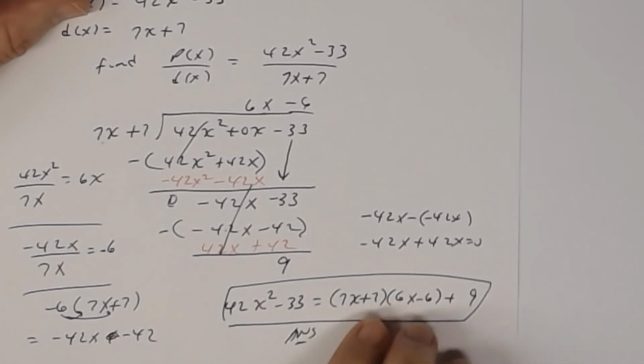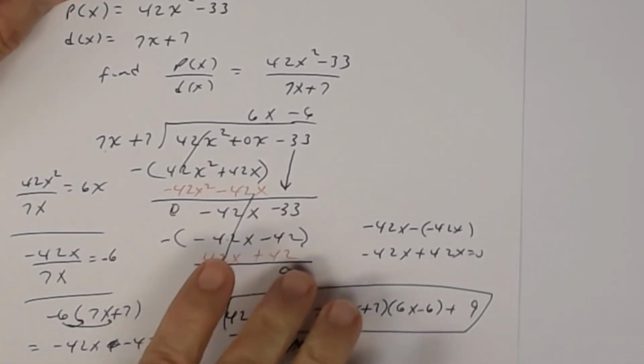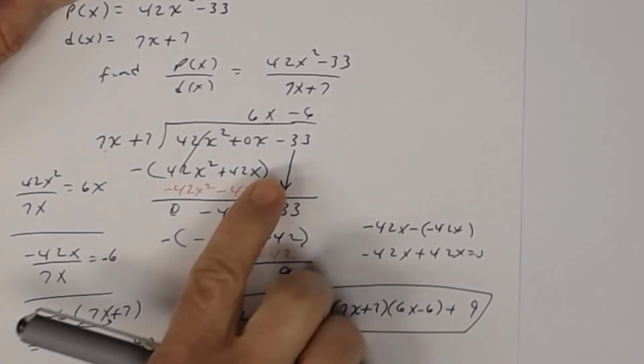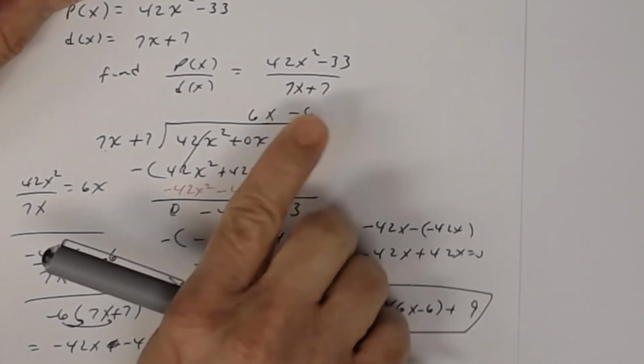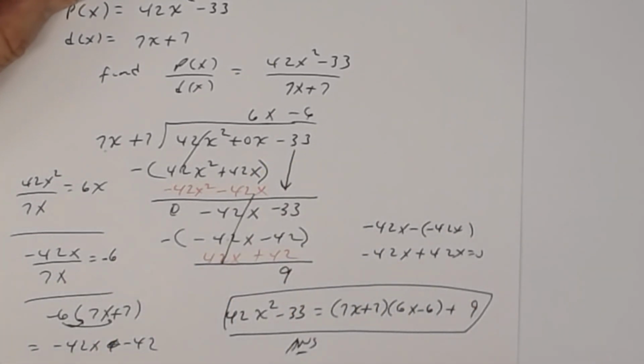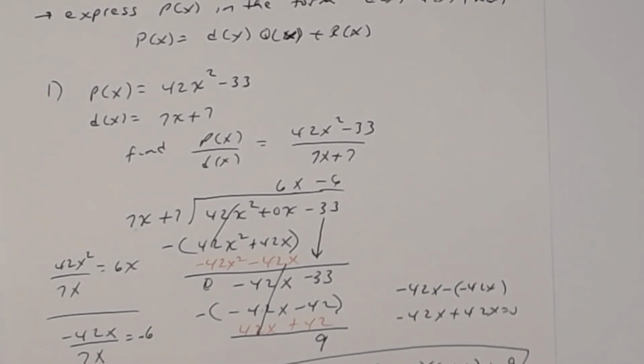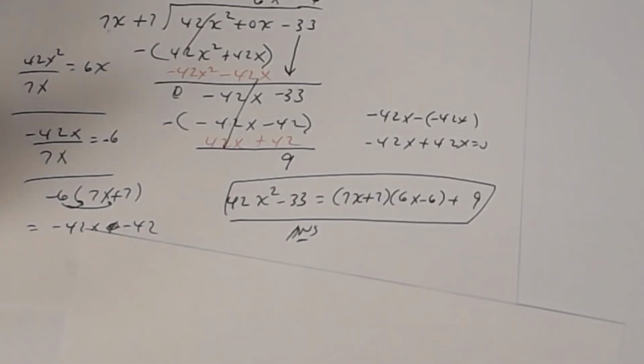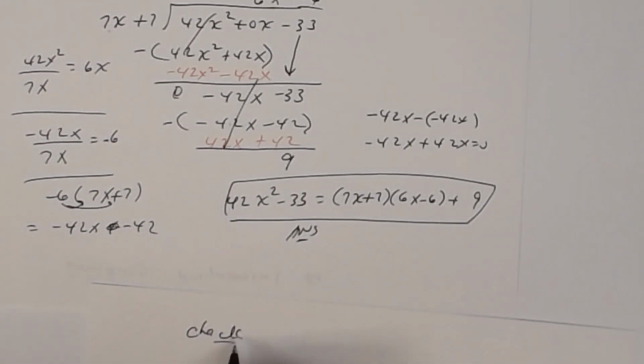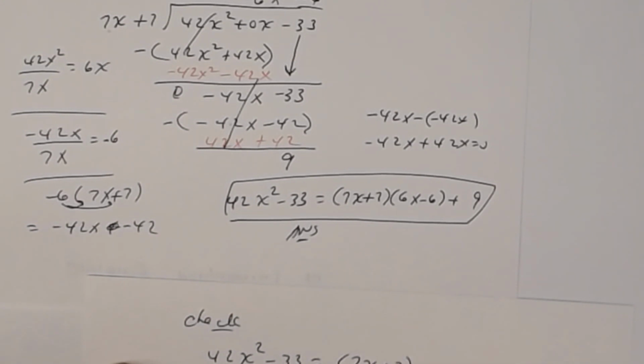Now, since that's not too difficult to multiply, let's go ahead and check to make sure that this is true. Remember, you could have made an error somewhere around here. If you make an error somewhere around here, then obviously your quotient is going to be wrong and your remainder will be wrong as well. So let's go ahead and check this. We checked this in previous lessons. Let's see if that's true. Is 42x squared minus 33 going to equal 7x plus 7 times 6x minus 6 plus 9?